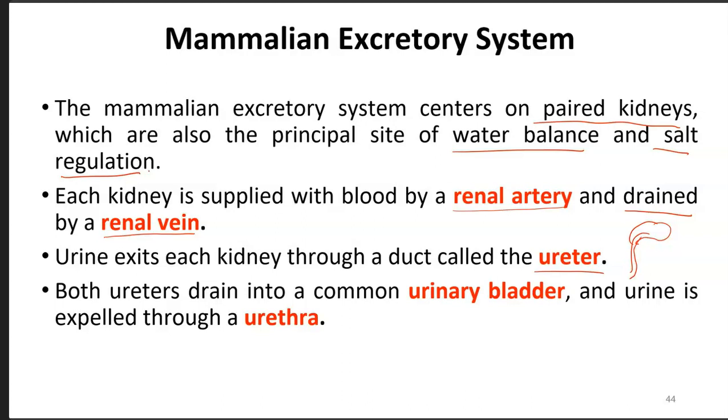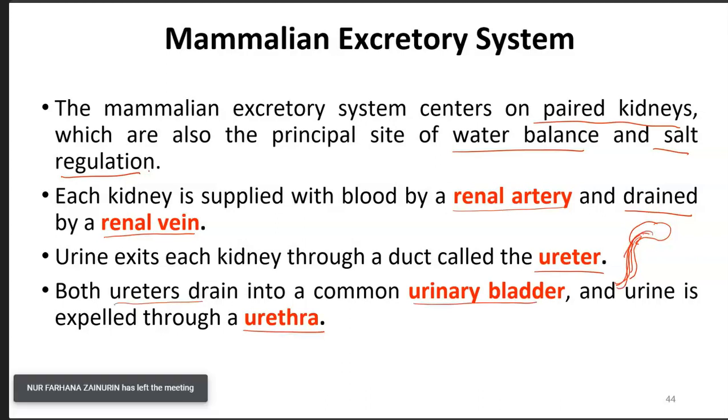So you have to know the sequence, okay, of the flow of the urine, from the kidney into the ureter, into the urinary bladder, and out of the body through the urethra. So you have to know the sequence for the flow of urine. Okay, so this is the structure of the human urinary system.